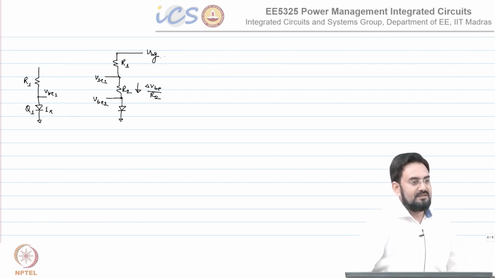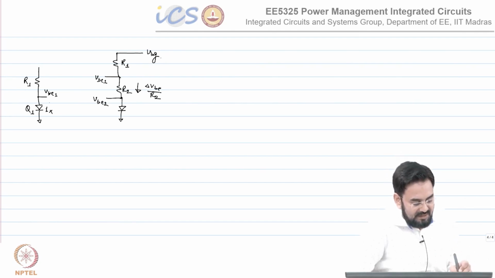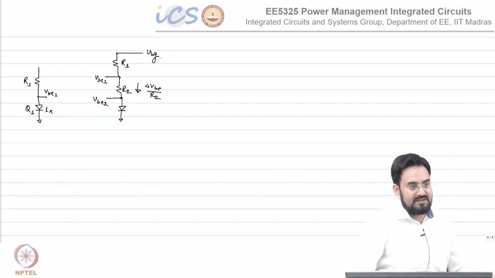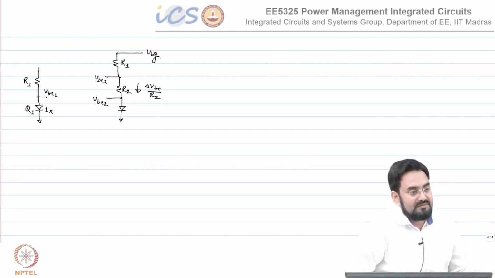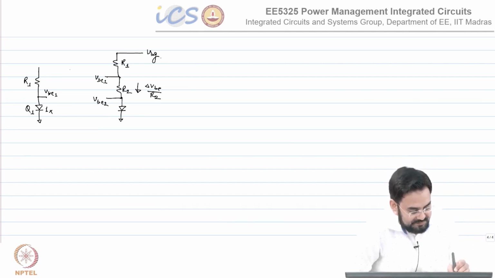Band gap voltage, correct? How can I make this? I cannot directly short this VB1 to this VB1. So how can I make this same as VB1? This node. Yeah. So you just add an op amp, and with the virtual short property, you will get those two voltages the same.